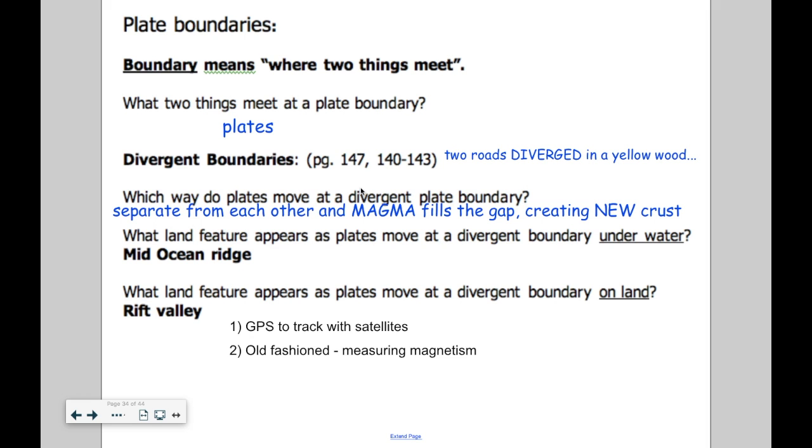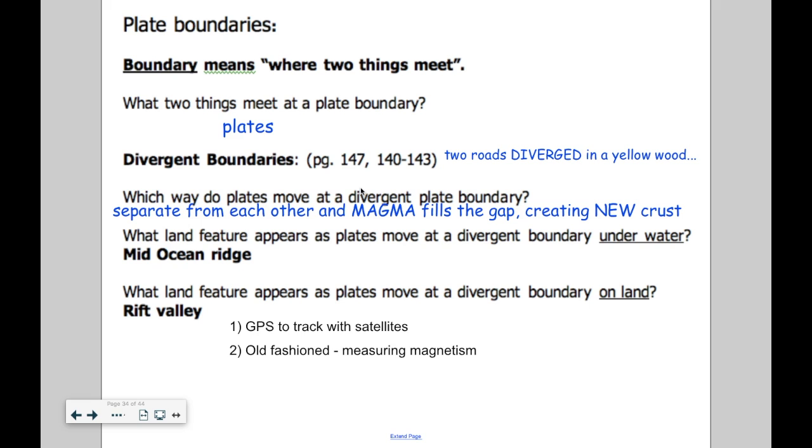When two roads diverge, they split. What Robert Frost was talking about was choice in a free society and how, in his opinion, he felt like it was better for us to make individual choices about things. We can also apply that word to our next plate boundary, divergent plate boundaries. When two roads diverge, they split. When two plates diverge, they are also splitting in these divergent plate boundaries.